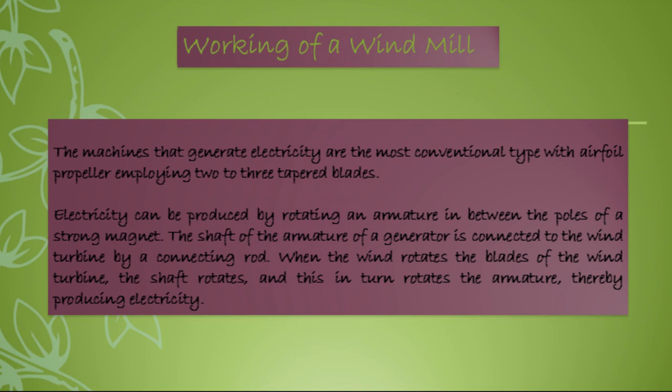Now, the machines that generate the electricity are the most conventional type with airfoil propellers employing 2 to 3 tapered blades. The electricity can be produced by rotating an armature in between the poles of a strong magnet. The shaft of the armature of the generator is connected to the wind turbine by a connecting rod. When the wind rotates the blades of the wind turbine, the shaft rotates, and this in turn rotates the armature, thereby producing electricity.